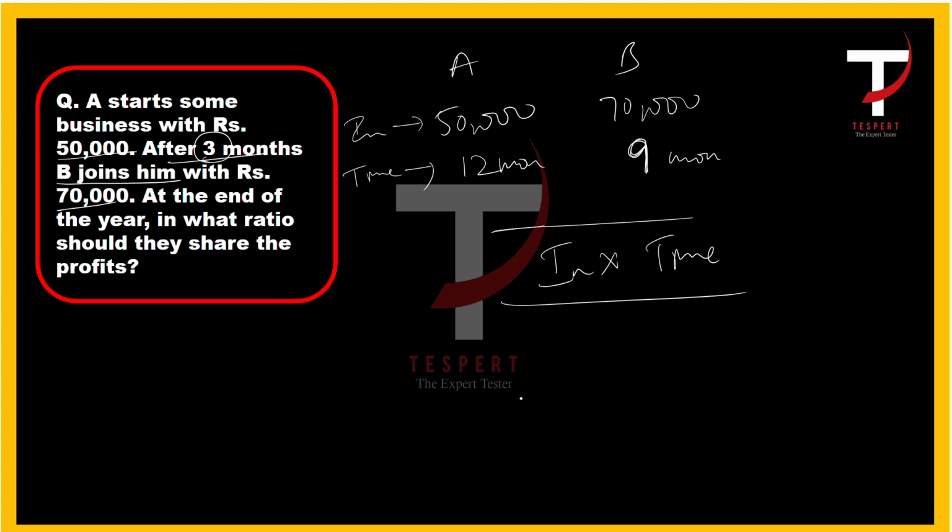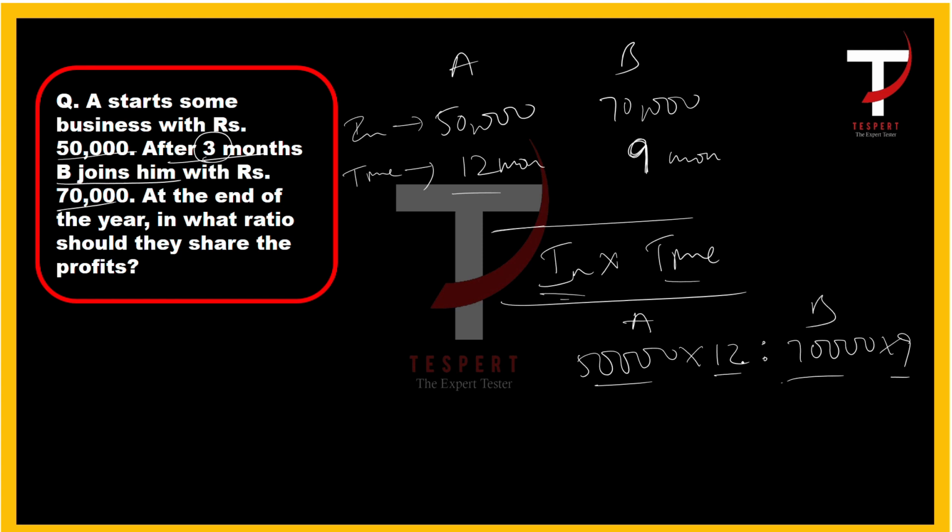The ratio of time periods is 12:9, right? So just multiply 50,000 into 12 and 70,000 into 9. So we are just multiplying the investment of A with the time period of A, and the investment of B with the time period of B. This is for A and this is for B, and the ratio would be 20:21. So at the end of the year, in this ratio, the profits must be shared, right?